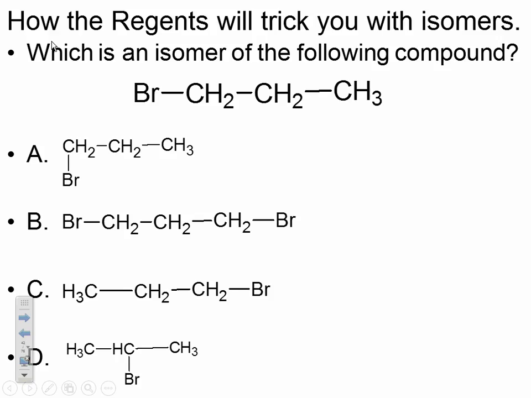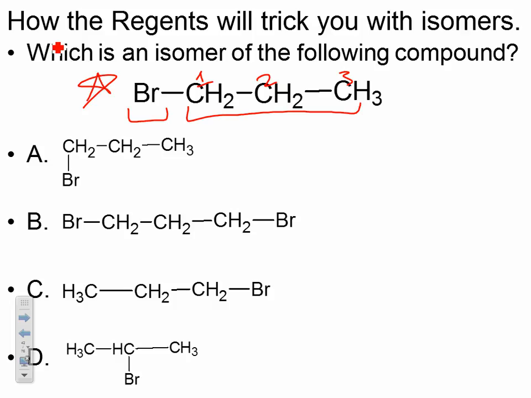Lastly, the exam writers will try to trick you when it comes to isomers. This is a classic question that they will ask you. They'll say, which is an isomer of the following compound? And they're talking about this compound right here, that has a 3-carbon chain with a bromine attached at the number 1 carbon. So that's 1-bromopropane. Which of the following is an isomer of it?